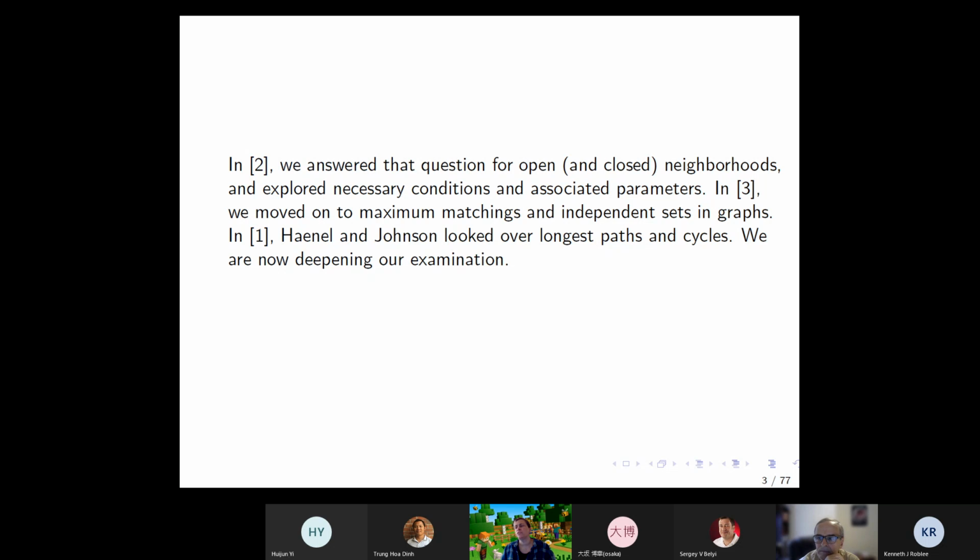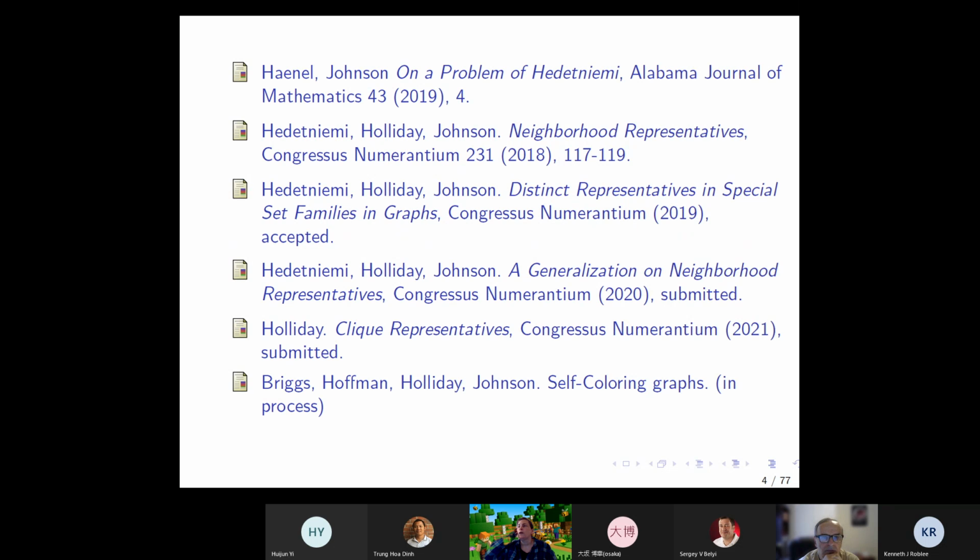In the first paper, we answered the Hedetniemi question, and it turned out to be kind of cute. And so Pete and I were like, well, I wonder what else we could destroy. So we tried maximum matchings, and Pete got a hold of this kid, Hanel, and they did some longest paths and cycles. And then we keep going. So the Hanel-Johnson is in the Alabama Journal of Mathematics.